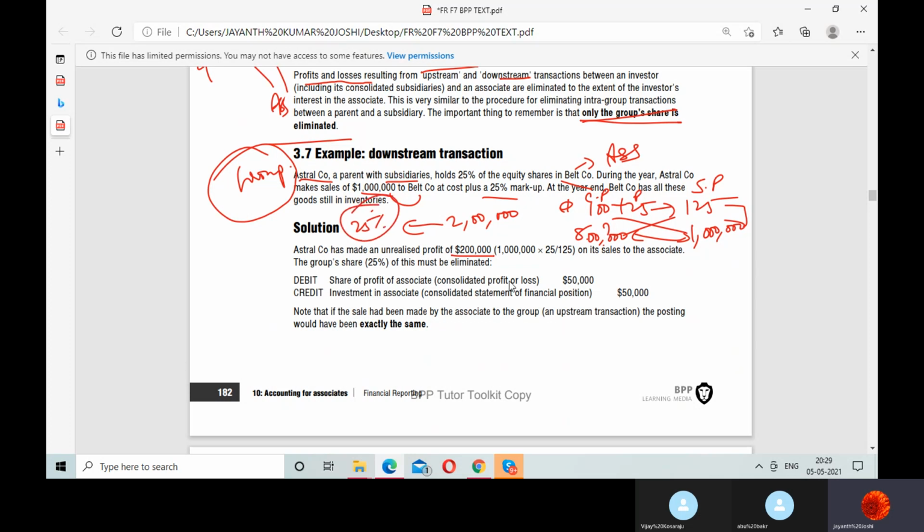So your Astral Company has made this much on its sales to the associate. The group's 25% of this must be eliminated. So debit, your income will always be credited. When you get some income, you will be crediting that to the P&L account. But when you remove it, the adjustment entry is debit. And investment has not grown, it has come down now, to the tune of 50,000 because of the elimination. So again, the investment account you have to credit. That's it.